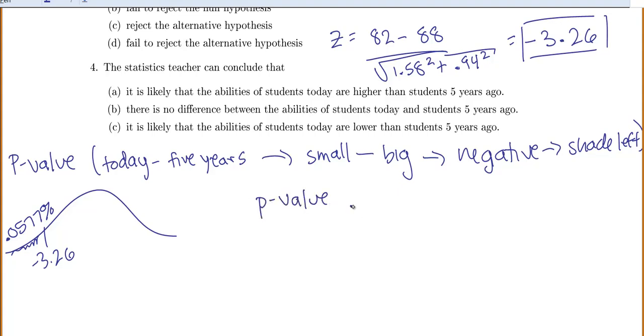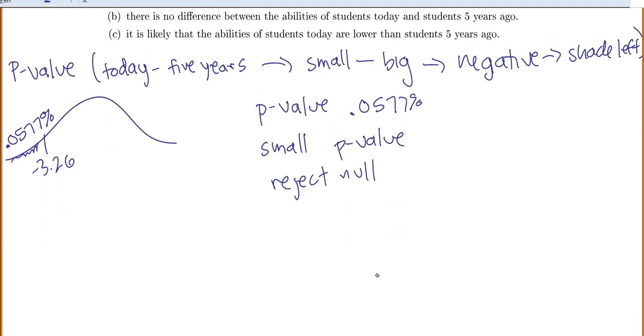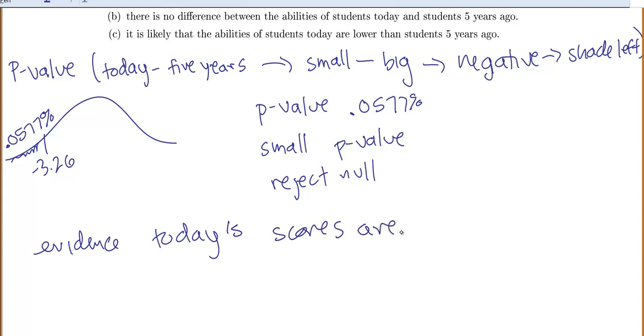So my p-value is 0.0577%. That's a small p-value. I'll reject the null, and I'll have evidence that today's scores are less.